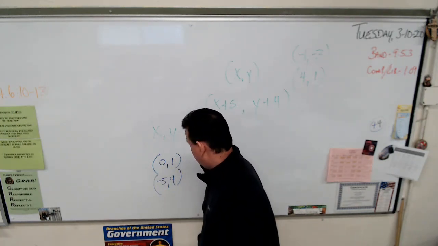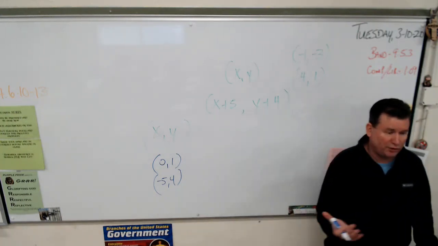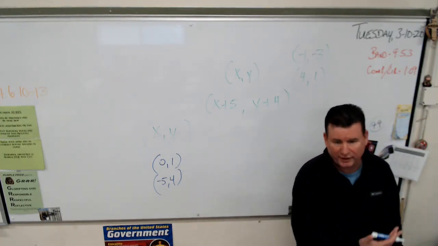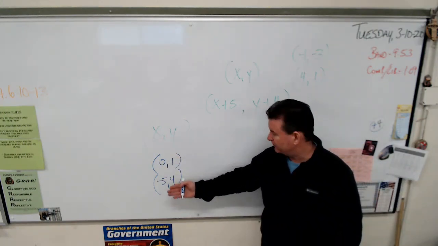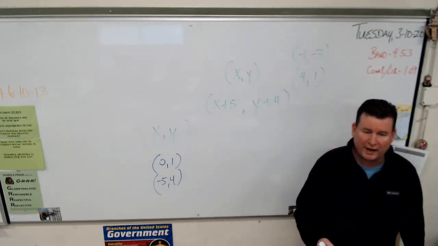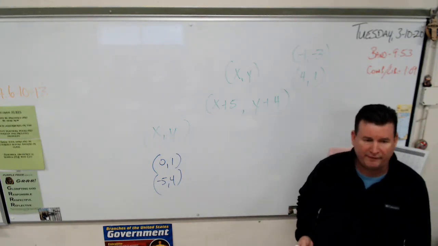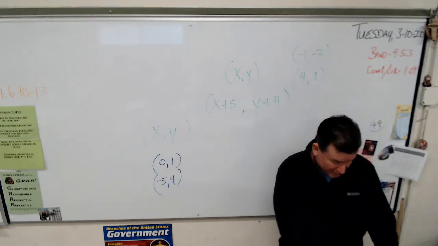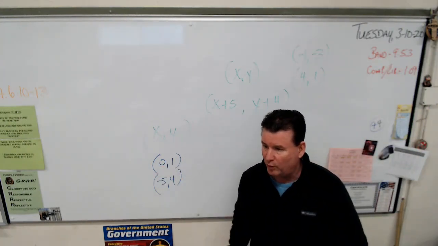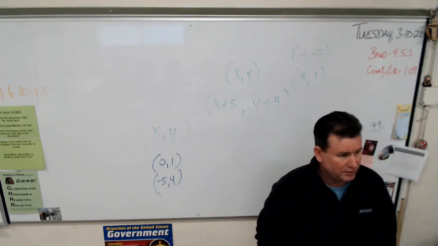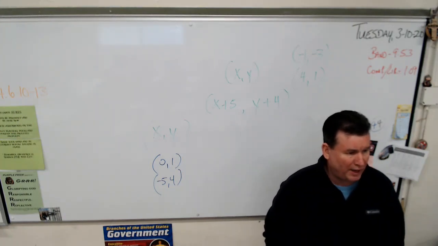This makes no sense to you unless you fully engage your mind. How did we get from 0, 1 to -5, 4? What happened to the x and what happened to the y? And by the way, since they're congruent shapes, this happens to all 4 points. What happened to the x and what happened to the y, Dina?